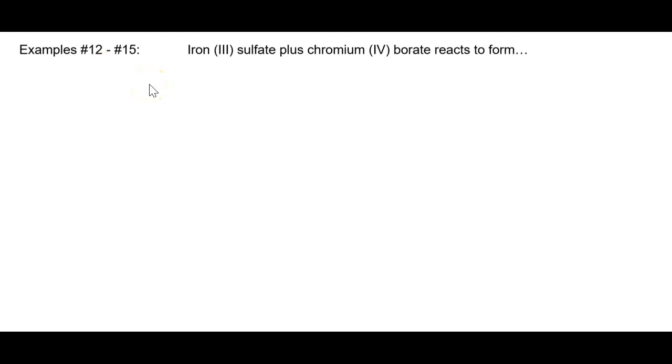Notes for limiting reactant, excess reactant, and percentage yield. Examples 12 through 15.